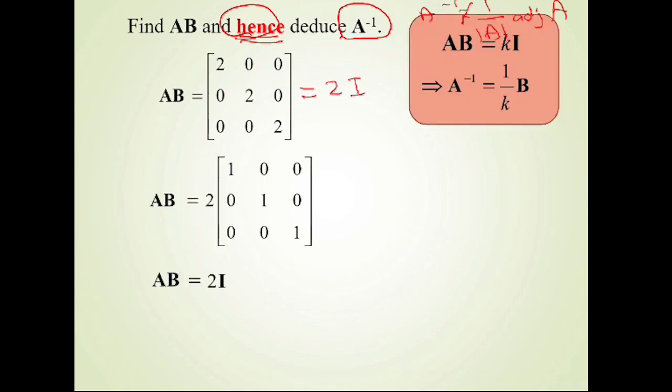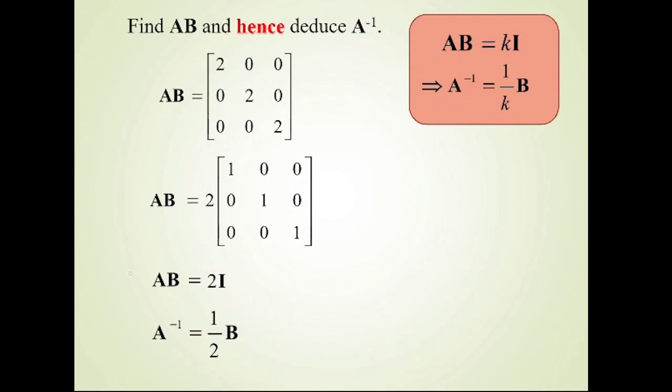So once you know that AB is equal to 2I, you can simply use this formula that I have proven before. A inverse is equal to 1 over K multiplied with the matrix B. So this is just A inverse equal to 1 over 2 multiplied with B, because this is our K as the scalar. So according to the formula, this is 1 over K.